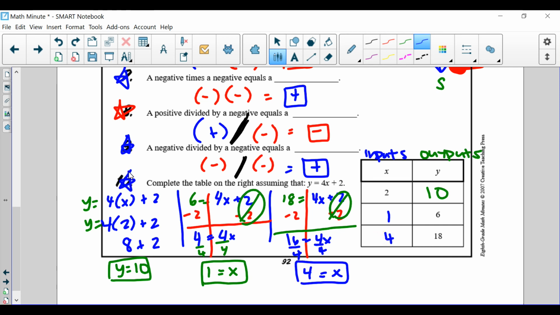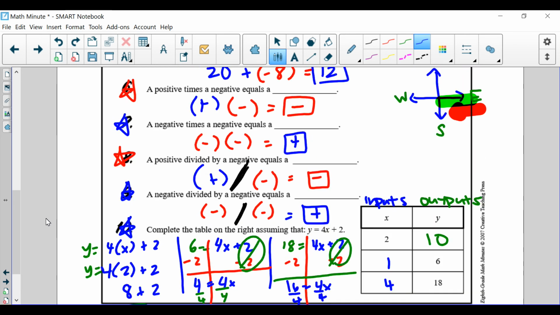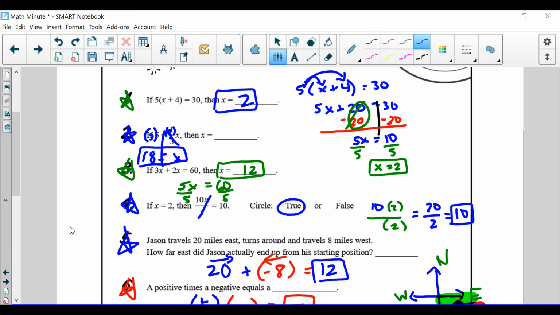Nice work on completing it. Great job if you followed me all the way through. If you just wanted to go over the solutions, I'm going to scroll up right now so you can see all of them. How'd we do? Did you guys do all right?